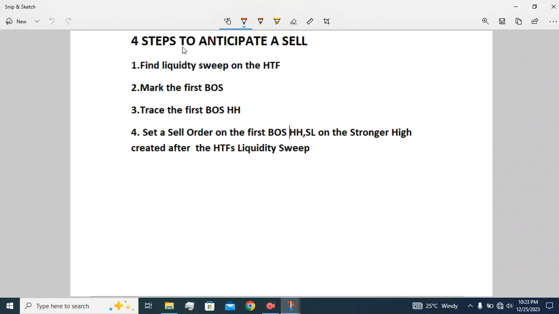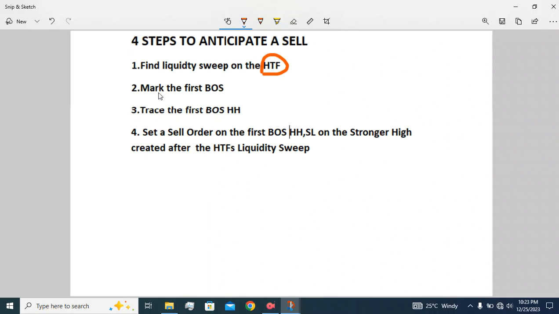Welcome back. The 4 steps to anticipate a sell in trading. Number 1, you find the liquidity sweep on the higher time frame. Find the liquidity on the higher time frame.